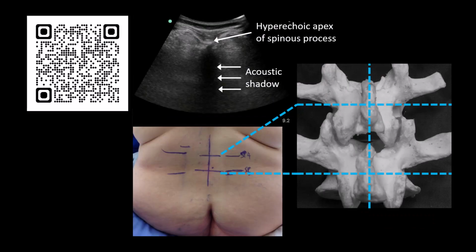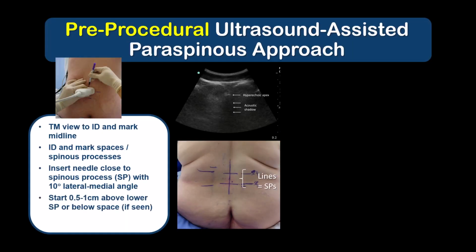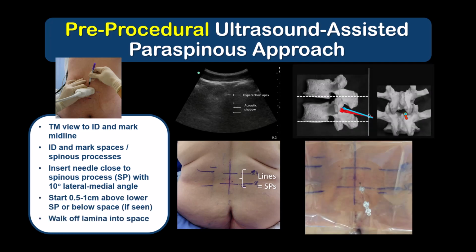As I've previously described, one way to use ultrasound imaging to mark for a paraspinous needle approach, especially in subjects with poor quality images, is to identify and mark the neuraxial midline based on the spinous process shadow in the transverse midline view, as well as the transverse plane of the spinous process. The needle is then inserted 0.5 to 1 cm inferior and lateral to the intersection point of these two lines, with a 10-degree lateral to medial angle, and then the tip is walked cranially off the lamina as needed.